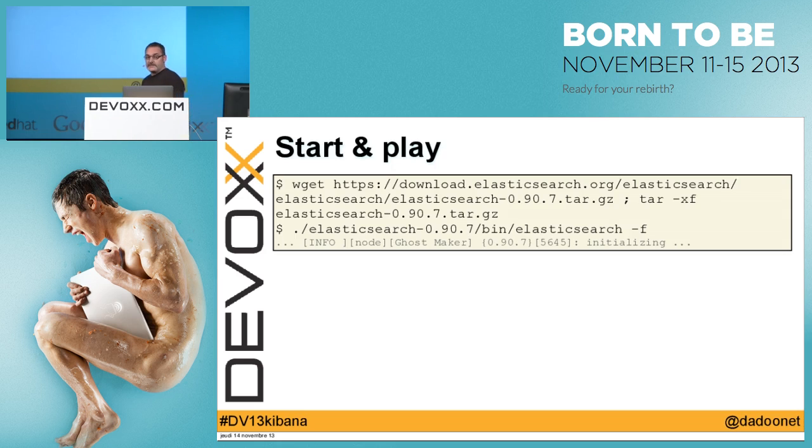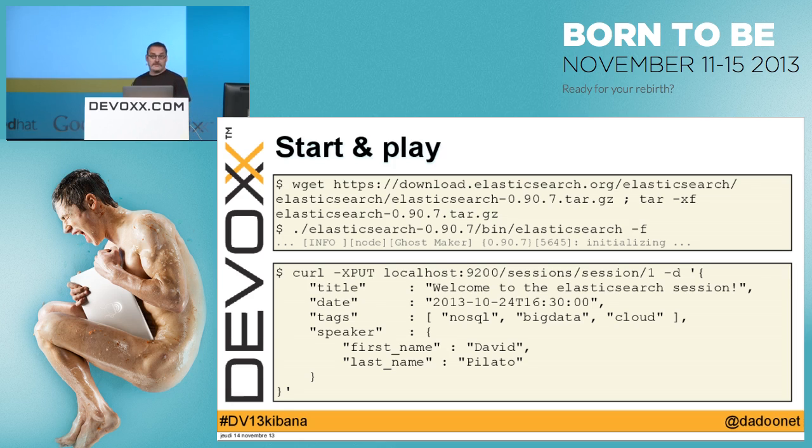So when I said start and play, basically what you have to do is download the distribution and launch it. You just have to provide a JVM, and that's all. And then, the first thing you have to do is to send documents, like this one. This is a JSON document. This is the first command I sent to Elasticsearch.